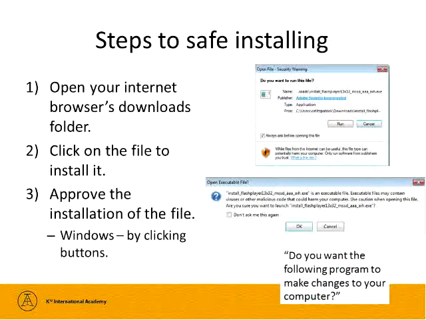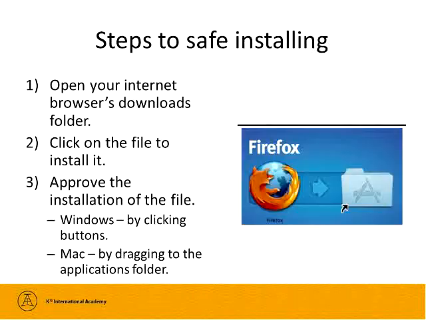Now, you have to approve the installation of the file. For Windows, this is done by clicking a whole bunch of buttons. First, you'll be asked, are you sure you want to run the file? And you click Yes, Run. Are you sure you want to open the file? Yes, okay. And then it'll probably freeze everything on your screen and say, do you want the following program to make changes to your computer? And you click Yes.